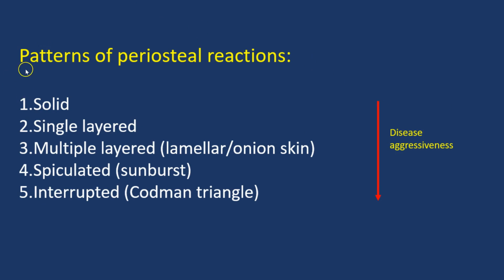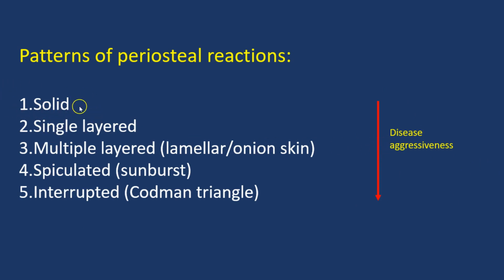We're going to be dealing with stress reaction in the rib in a minute, of which oftentimes periostitis or a periosteal reaction is the only clue that the patient has a stress reaction in bone, whether it's rib or metatarsal bone, what have you. Now, these patterns of periosteal reaction range from solid to interrupted, and this range spans the disease aggressiveness of a periosteal reaction.